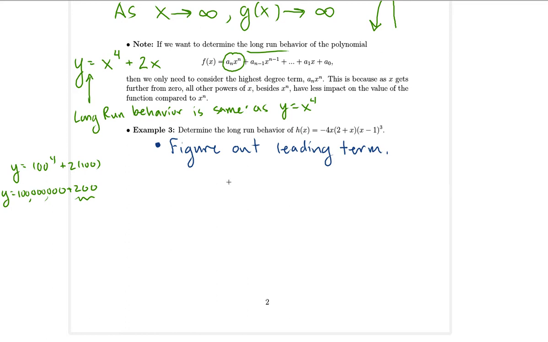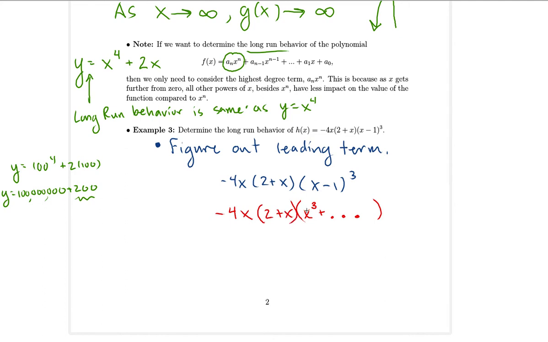Okay, so as we do this, let's think negative 4x, 2 plus x, and then x minus 1 cubed. Let's start with this x minus 1 cubed. We know that if we multiply x minus 1 times x minus 1 times x minus 1, it's going to be pretty big, right? But I think we can agree that all that really matters is that x cubed is going to be the highest degree term that comes out of this. A whole bunch of other stuff's going on over here, but you're going to have x times x times x.